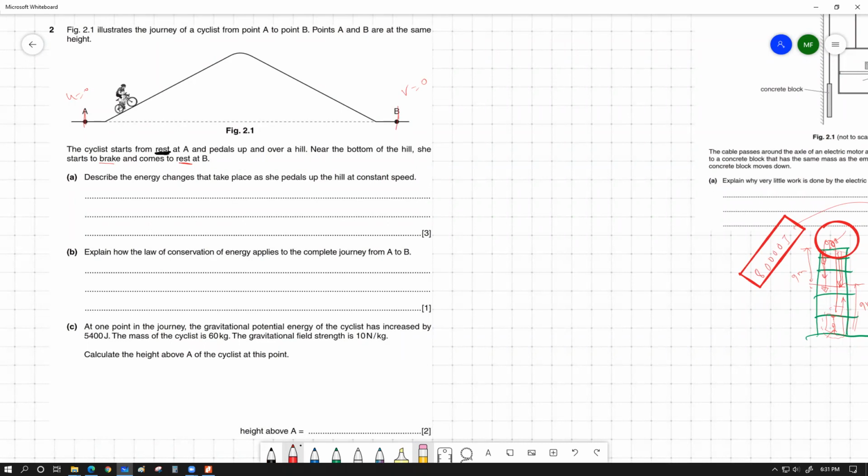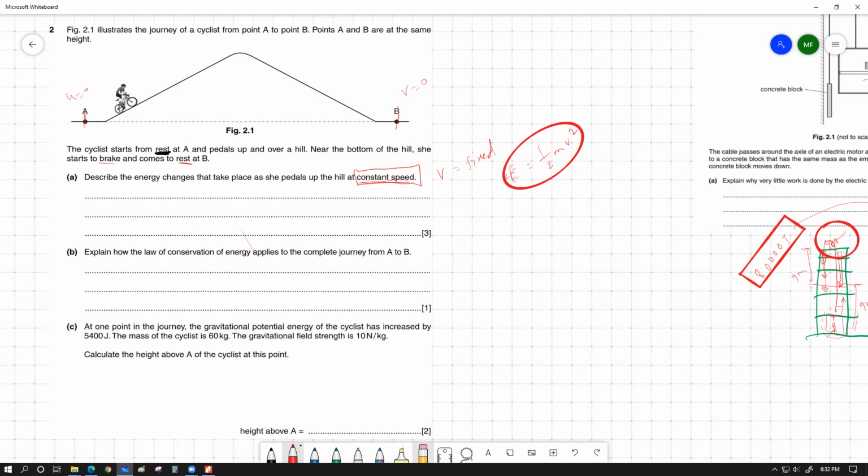Describe the energy changes that take place as she pedals up the hill at constant speed. Constant speed means what? V is constant, which means KE equals half mv squared. That is also a constant because the mass of the person is an obvious constant. V is constant means the total of this expression is also constant, which means as the person is going up, there is no change of KE, but the person is going up. So that person is definitely gaining GPE. That GPE is actually coming from the stored chemical energy within the person's muscle. So as the cyclist goes up, she actually uses the chemical energy of her muscle to gain that GPE.